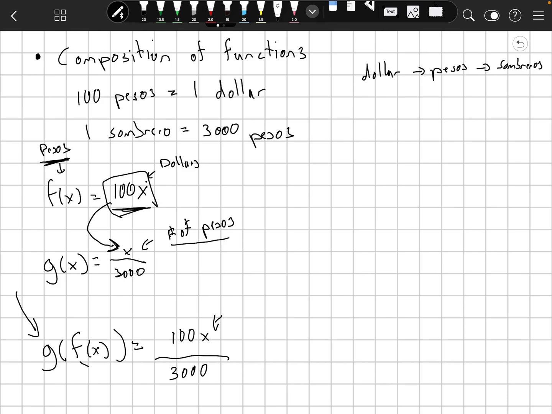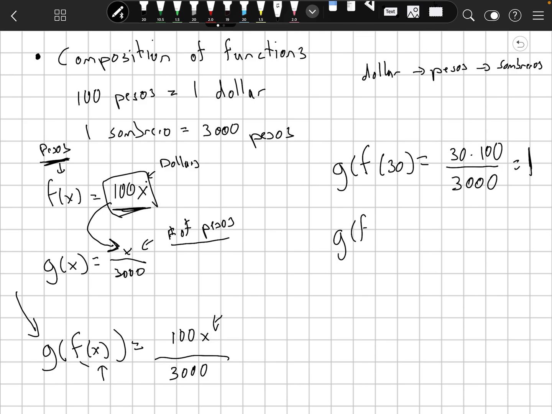So let's say we have $30. Well, put in 30 times it by 100, we get 3,000. So let's do this like this, g of f of x. Oh, and I'm not going to put x, I'm going to put 30. So I'm evaluating this function when x is 30. So I put in $30 times 100 to get me the number of pesos, divided by 3,000 to get me the number of sombreros, and I end up with one sombrero at $30.